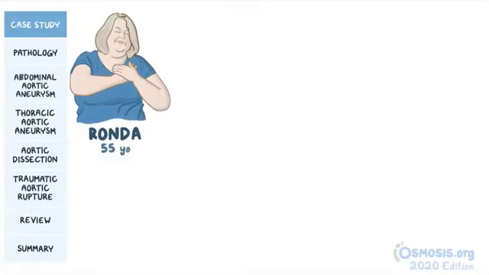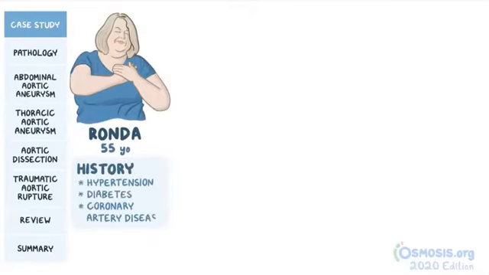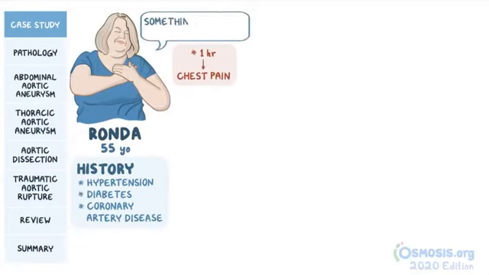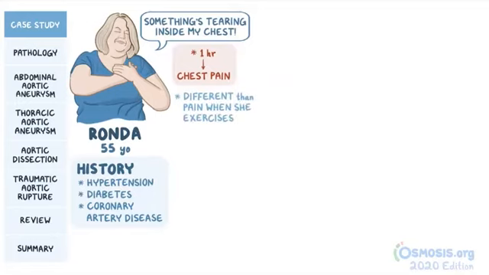Rhonda is a 55-year-old with a history of hypertension, diabetes, and coronary artery disease, who came to the emergency department with a 1-hour history of sudden chest pain that's described as, "Something's tearing inside my chest." She says this pain is different from the occasional chest pain she gets when she exercises.